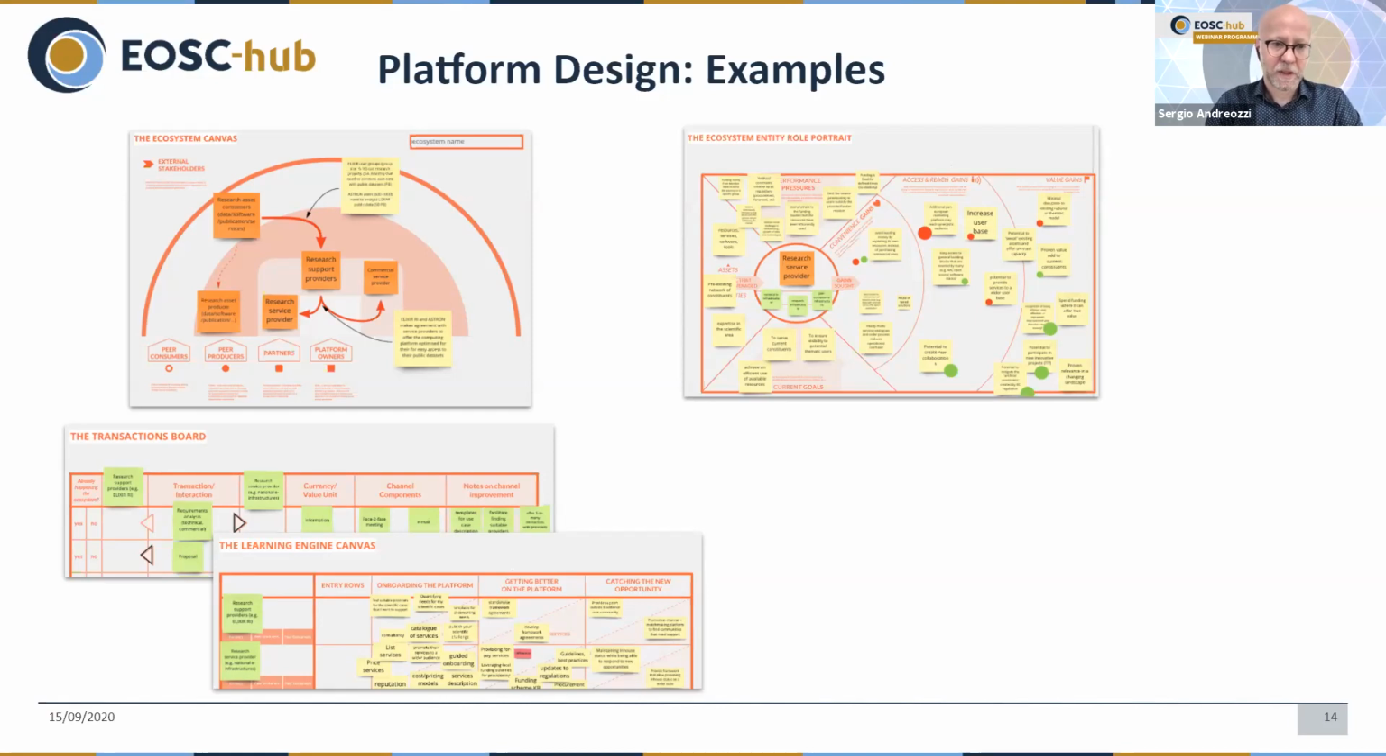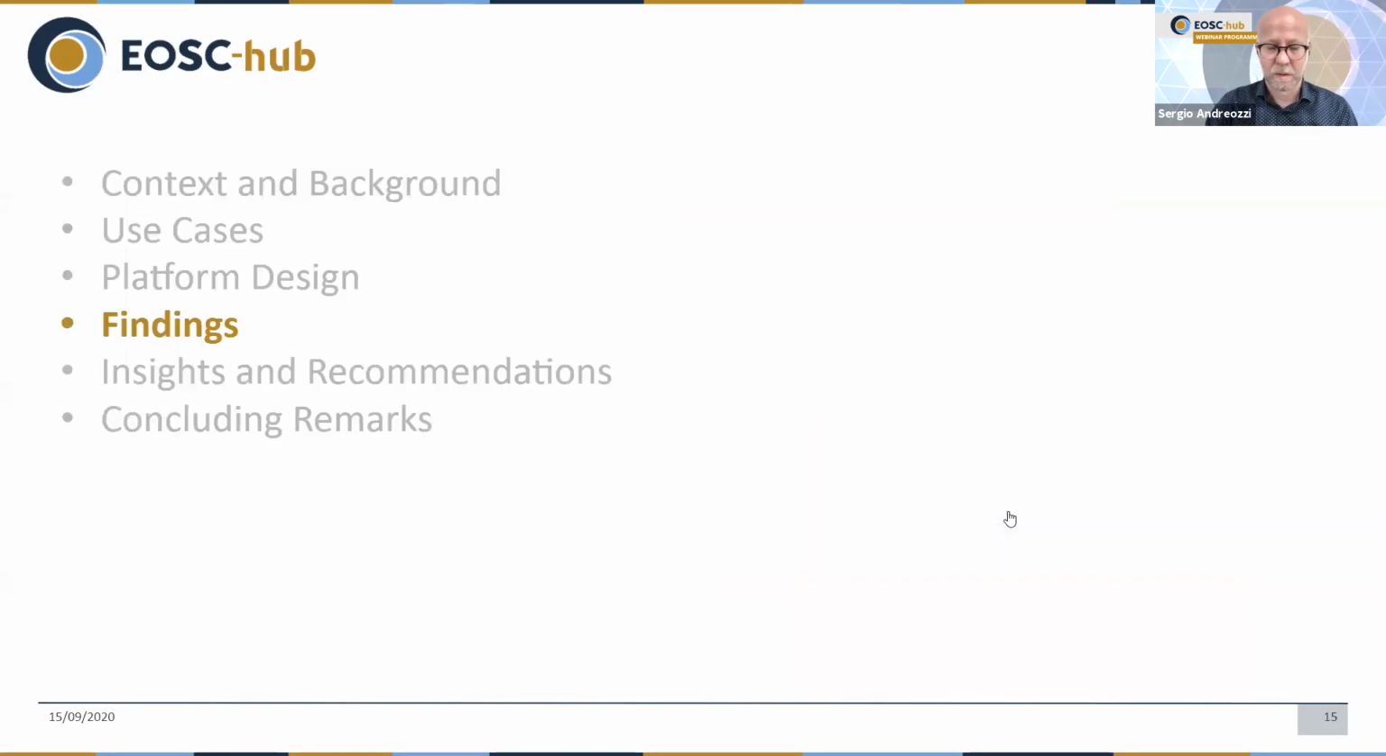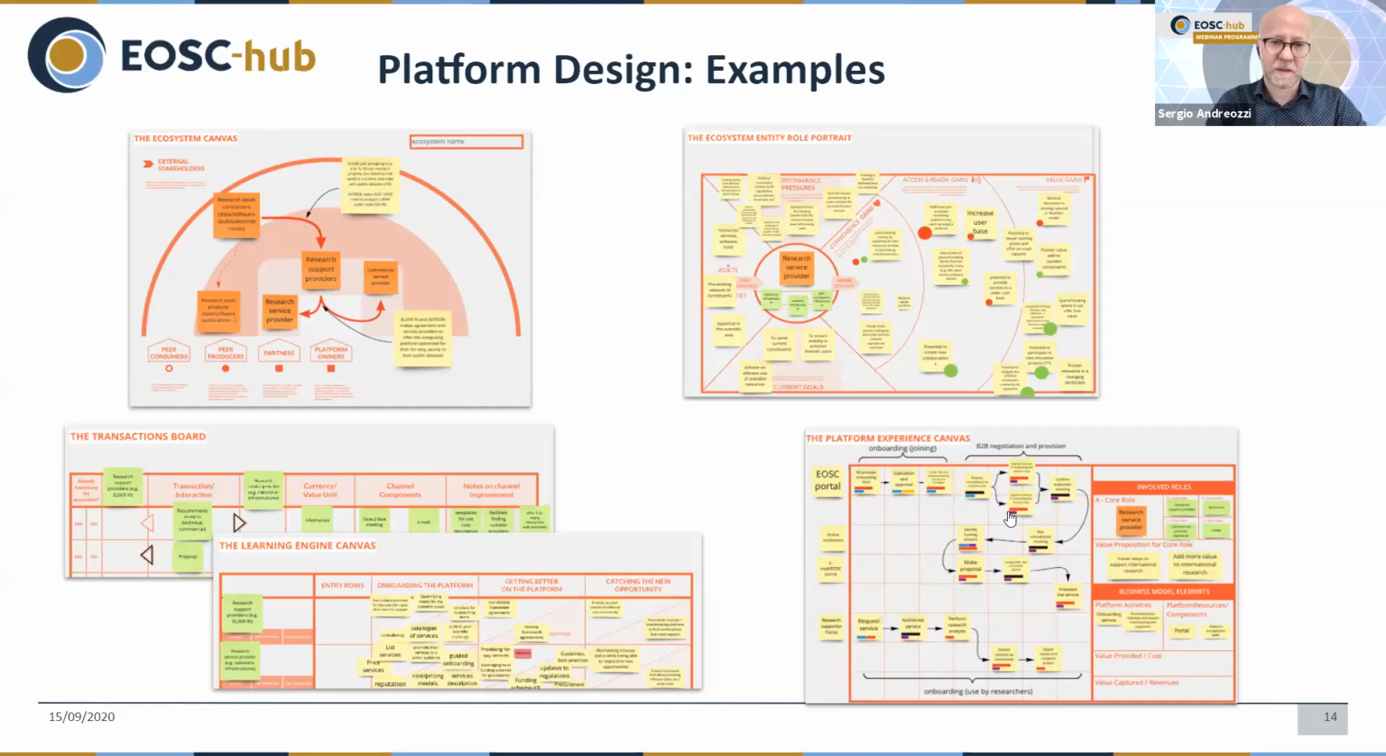And then there's the learning engine canvas, which instead wants to investigate how roles can evolve in the platform. Is there any new, for instance, function they can play, and how to capture basically a way to innovate the way an ecosystem is organized. And finally, one of the most important canvases is to draw the experience that each role would go through on the platform, and also understanding what are the key elements of the business model. So there are more canvases that are part of the methodology.